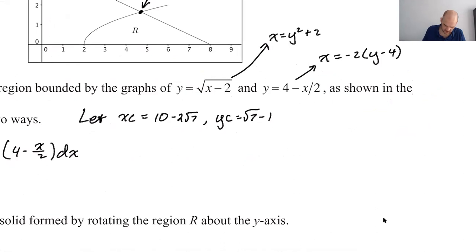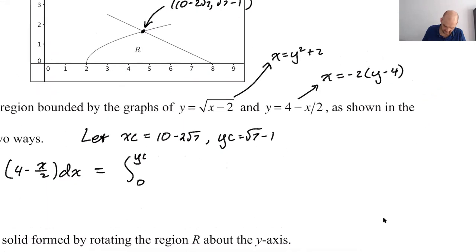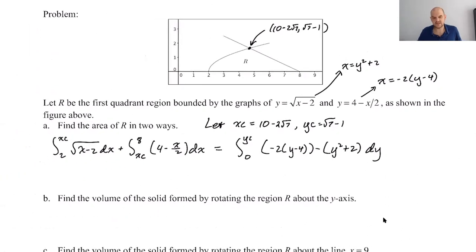So this should be, I'm just going to say it equals this. We're going to go from 0 on the y-axis up to the y-coordinate, yc, and then right take away left, so negative 2 quantity y minus 4 minus the quantity y squared plus 2 dy. All right, we have to check it on the calculator because I'm not doing that by hand.